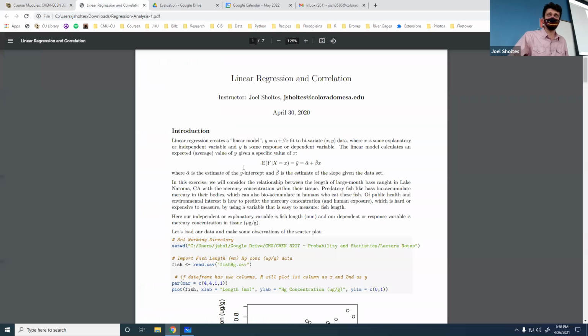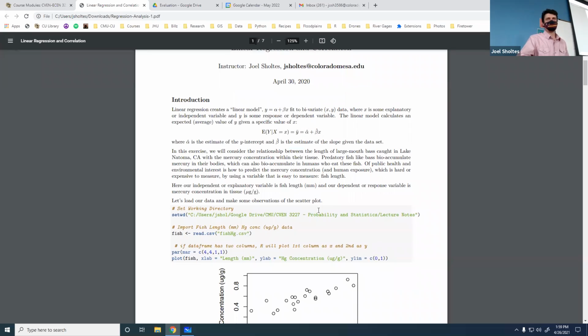Okay, so I'm going to go through this PDF a little bit just to introduce you, and then you'll actually do this for the second part of the project. So we don't have any homework associated with this. It's just going to be in the project, because you can only do so much.